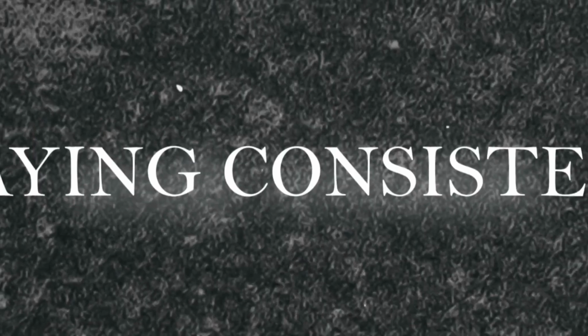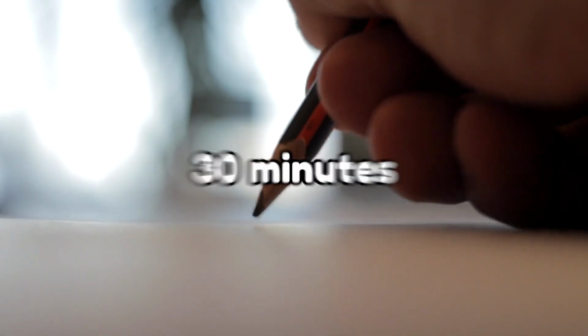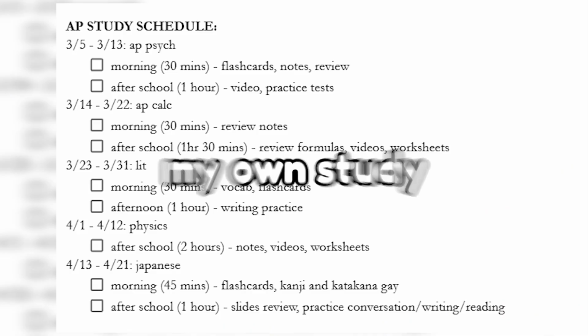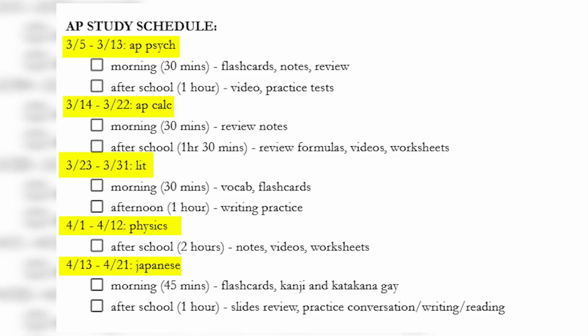The next thing you should be doing is staying consistent. Studying for one day, then a week later you continue studying, isn't going to cut it. You should be studying every day for at least 30 minutes to 2 hours in order to adequately prepare for your AP exams. Here is my own study schedule. As you can see, I'm splitting up the weeks into sections for each AP exam and then creating my own study schedule for that topic.